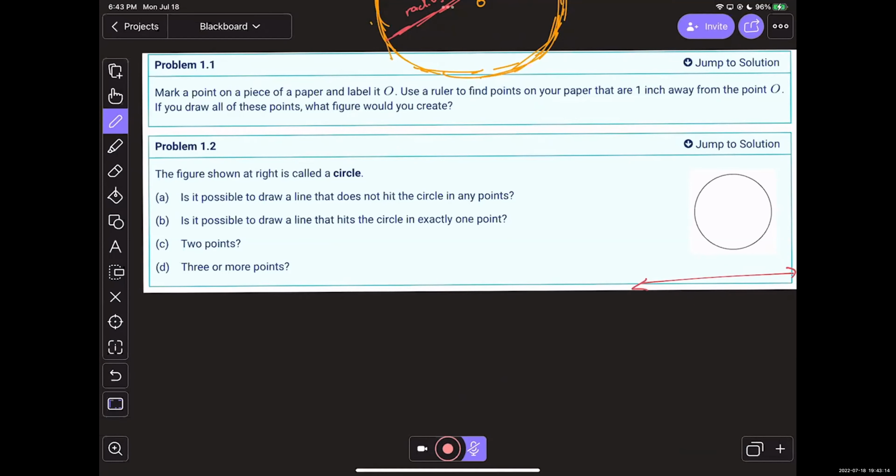Is it possible to draw a line that hits the circle in exactly 1 point? Yes, if you draw it, wait, actually, I don't think it's possible because all the points on the circle are really tiny points that connect to each other. So I don't think it's really possible.